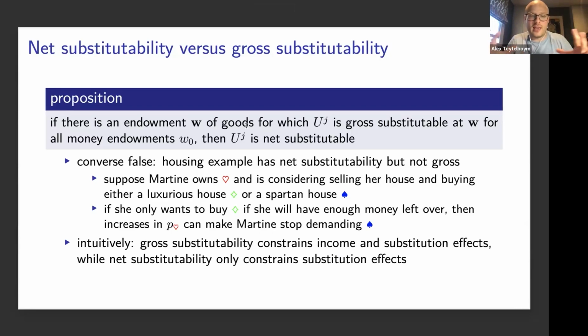And the intuition we like about this is that gross substitutability as a condition is, remember, a condition on the Marshallian demand, on the primal objective, which simultaneously captures substitution and income effect. So it constrains both at the same time. Whereas net substitutability doesn't constrain income effect, because the Hicksian demand doesn't tell you anything about income effect. So it constrains less stuff, which is why it's more general. That's the main logic behind this.